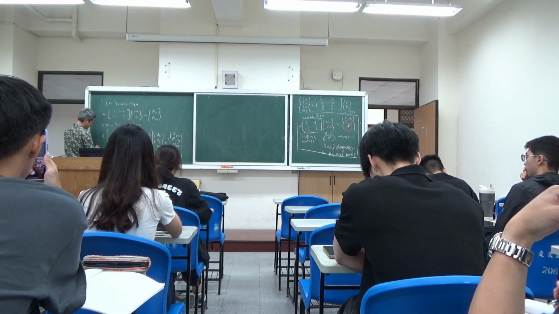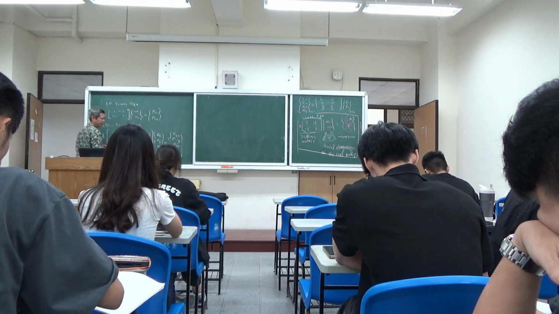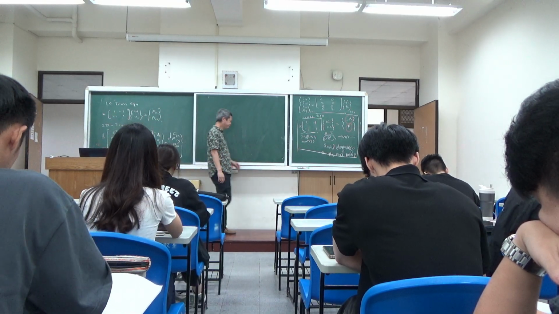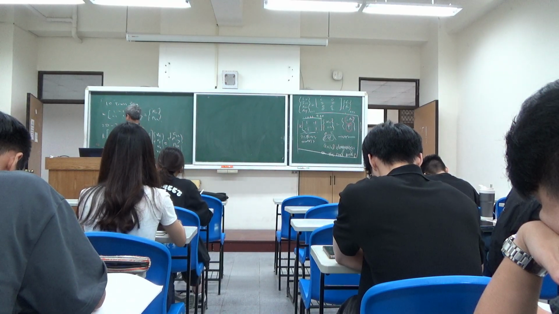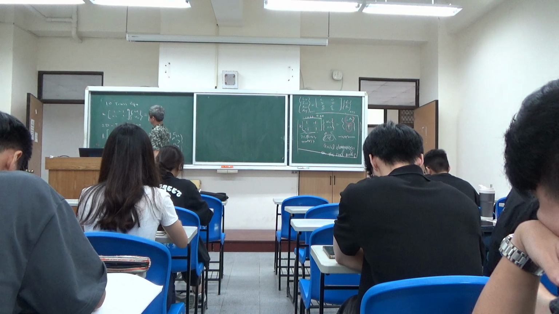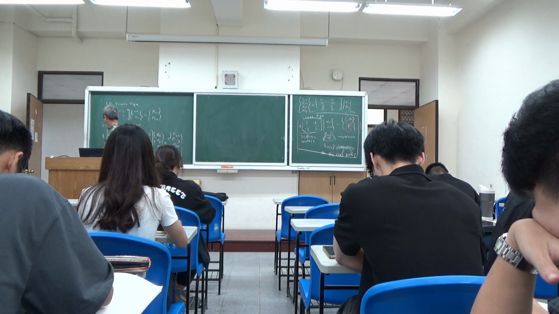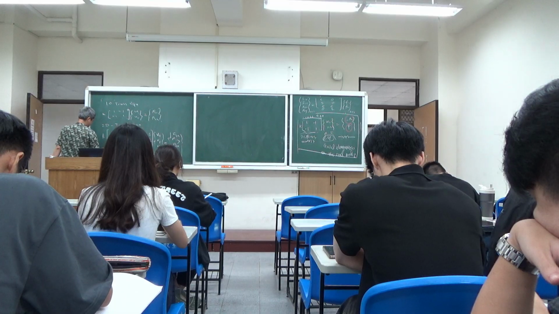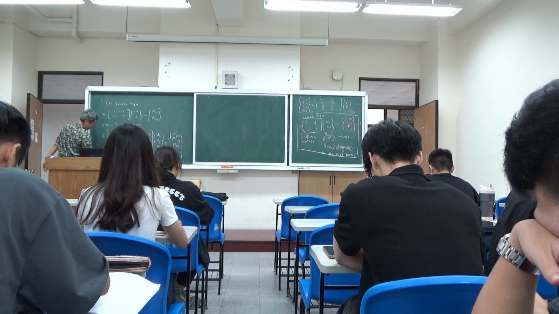The third row is the negative of the first row. You see that? And then the second row and the third row is the negative of the second row.